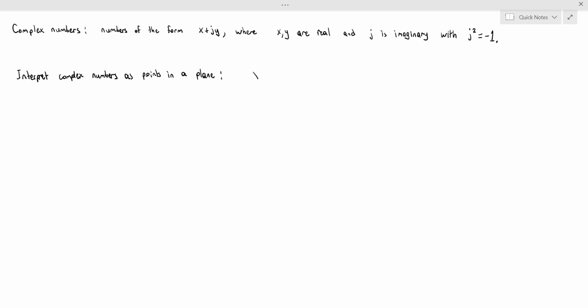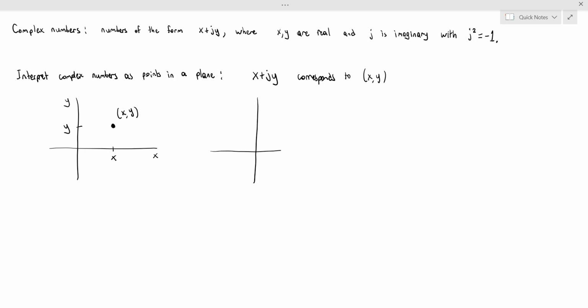Specifically, the complex number x plus jy would correspond to the point xy in the usual xy plane. So if I draw an x-axis and a y-axis, and then let's say we have this point with coordinates xy, instead of thinking of that as an ordered pair, we're going to think of that point as representing the complex number x plus jy.